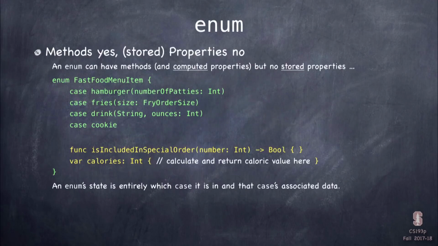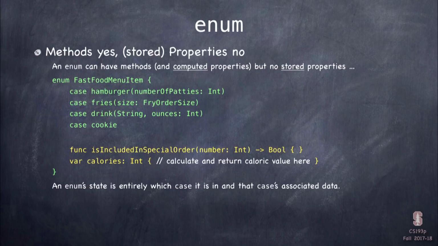Also, enums, they're like structs and classes. They can have methods and they can have vars, but no storage. All the storage of an enum is in which case it is, and that case is associated data. That's it. You can't have any other vars or anything else. So the only vars you could have are computed vars. So see the example I have here, where it's calories, where you'd compute the calories of that menu item, that would have to be a computed type. You can't store anything in an enum except for the associated data right there.